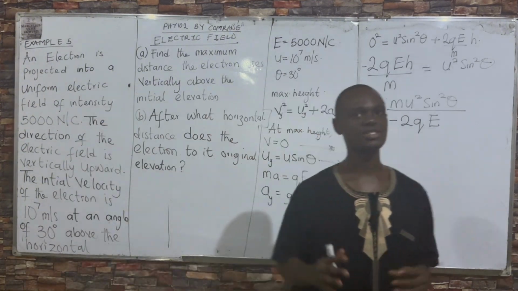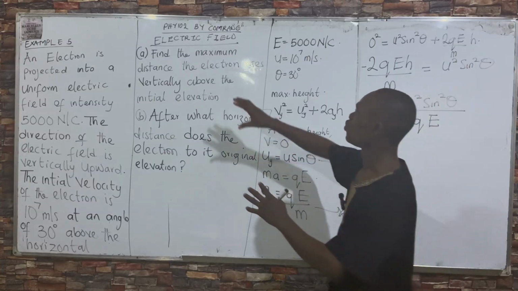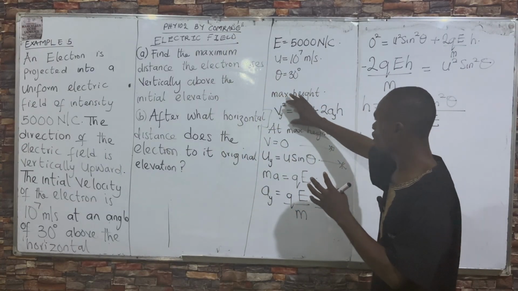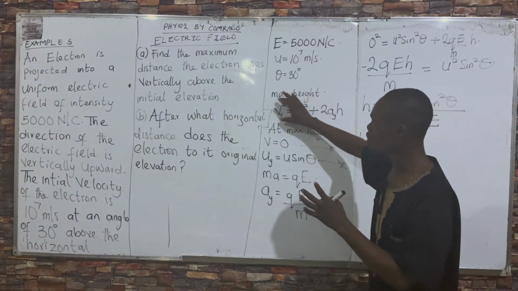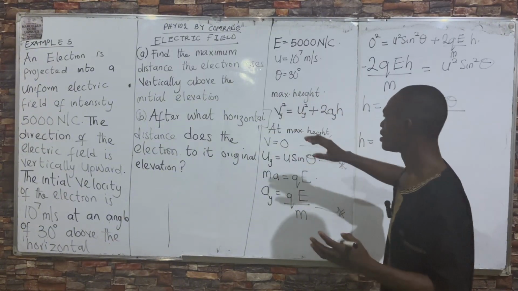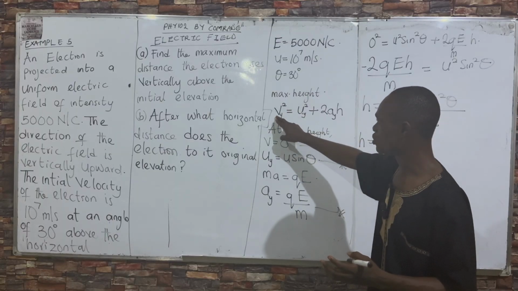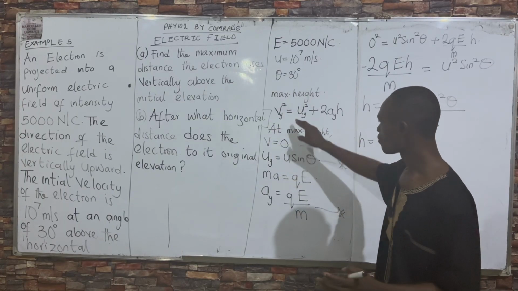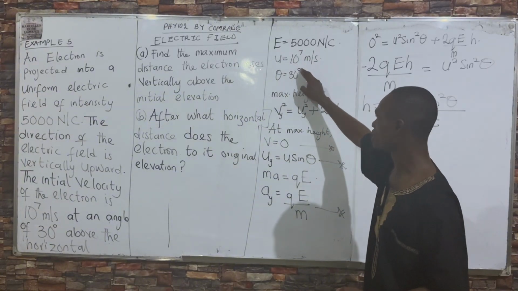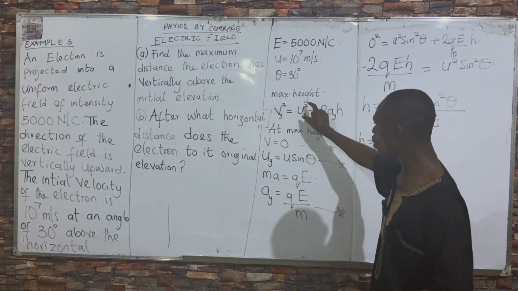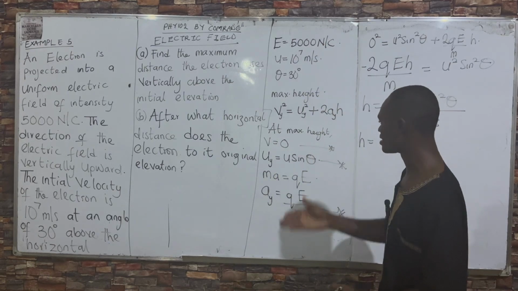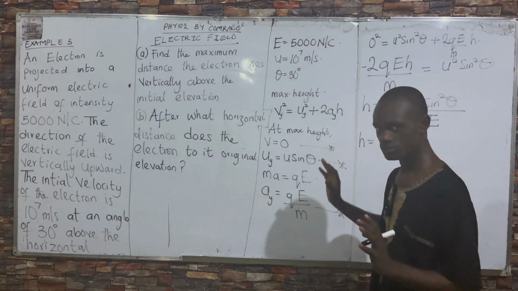Now, it is not something that is complicated. We are asked to look for the maximum height. This is a formula used in the equation of motion, which is motion under gravity, right? At maximum height, we know that the velocity is zero. And how do I get uy? If u is 10 raised to power 7, and theta is 30, to resolve the velocity in the vertical direction, it is u sine theta.